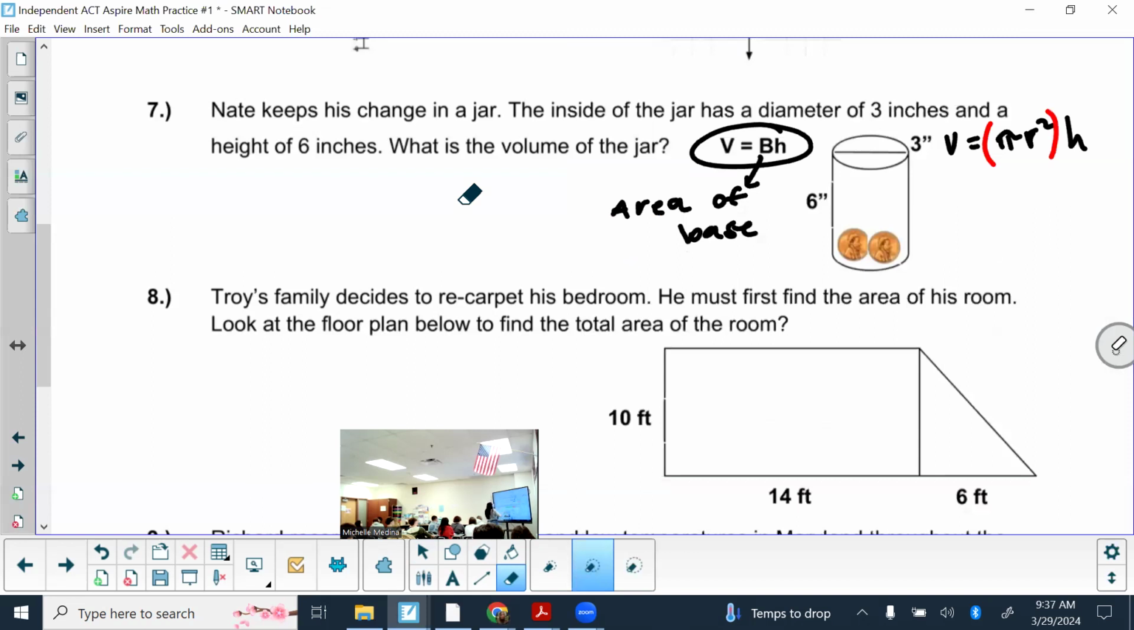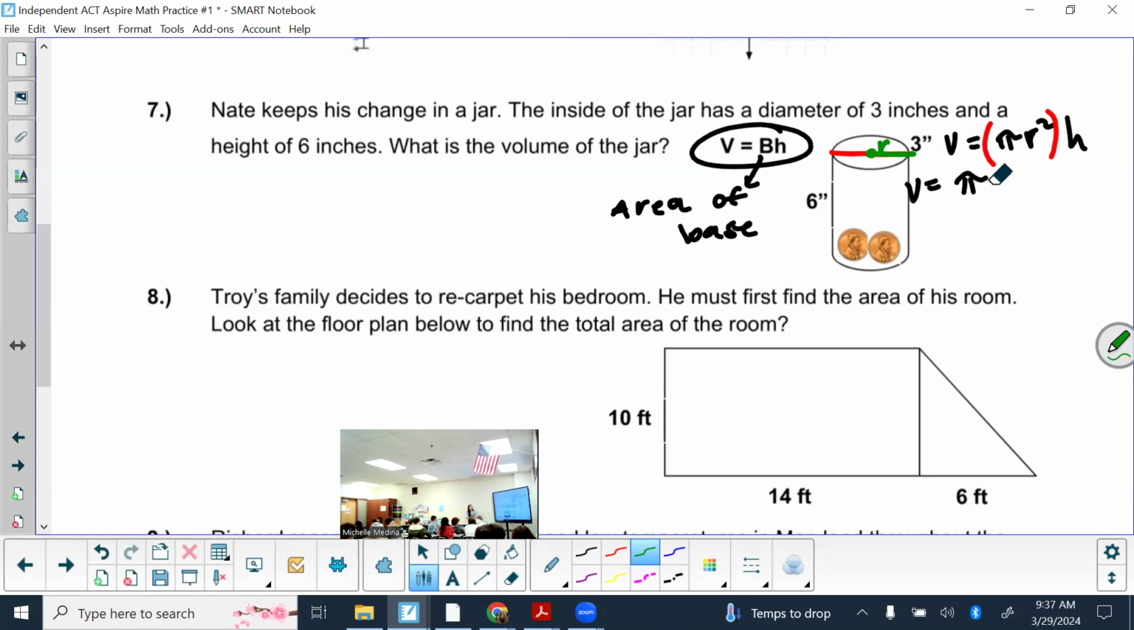So for this one, it's going to be pi times the radius. That's what R stands for. What's my radius of the base? Or what does radius mean? Half the diameter. So diameter is all the way across the middle of the circle. Radius would be from the middle of the circle to the edge. So they'll try to trick you by giving you the diameter. You have to remember that radius is always half of the diameter.